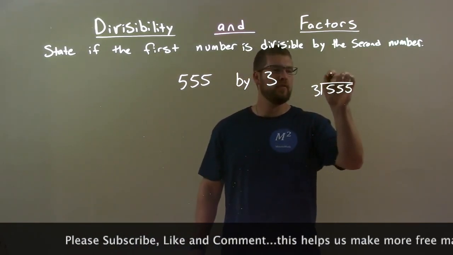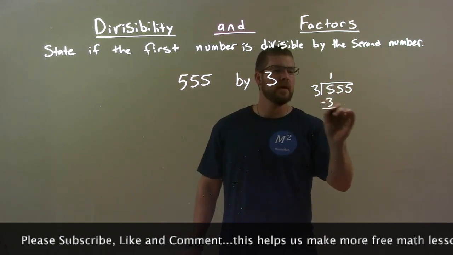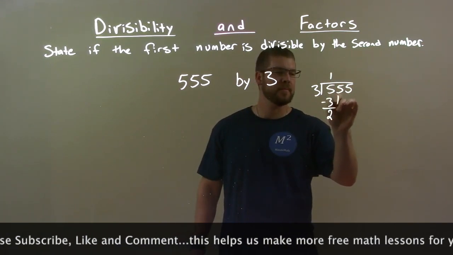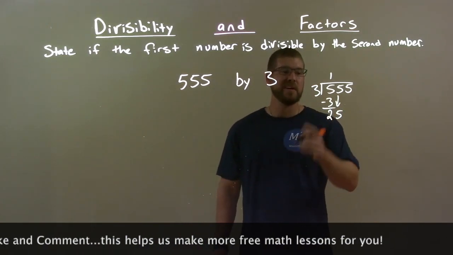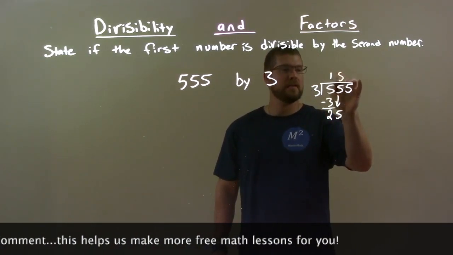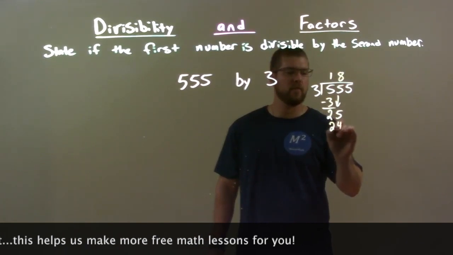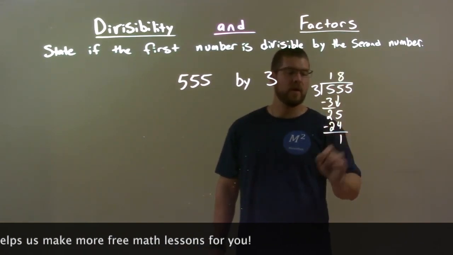Well, 3 goes into 5 one time. 1 times 3 is 3. Subtract, we get a 2. Bring down the 5. Does 3 go into 25 evenly? Well, 3 goes into 24, right? 8 times. 8 times 3 is 24. Subtract, we get a 1.